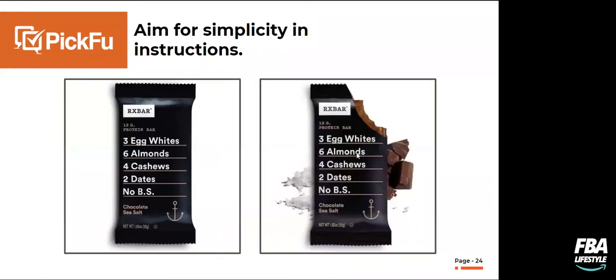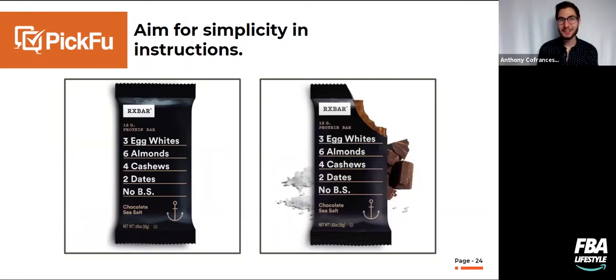I love this one. I love RX bars too. There's no surprise as to why this brand does so well, and I think a lot of it comes down to people buying these protein bars and they just wanted to see, okay, I think if you go to the back of this, they have what's required by law, the nutrition table information, but right in your face, aim for simplicity: 3 egg whites, 6 almonds, 4 cashews, 2 dates, no BS. Right in your face, exactly what the product is. They weren't trying to be overly complicated with the packaging.